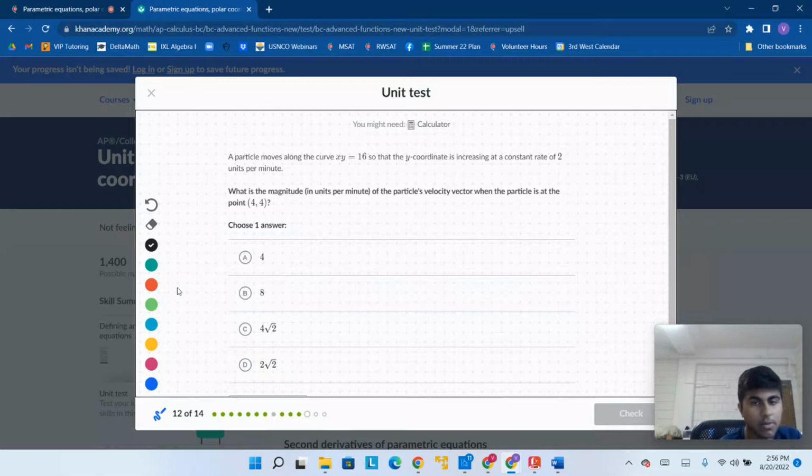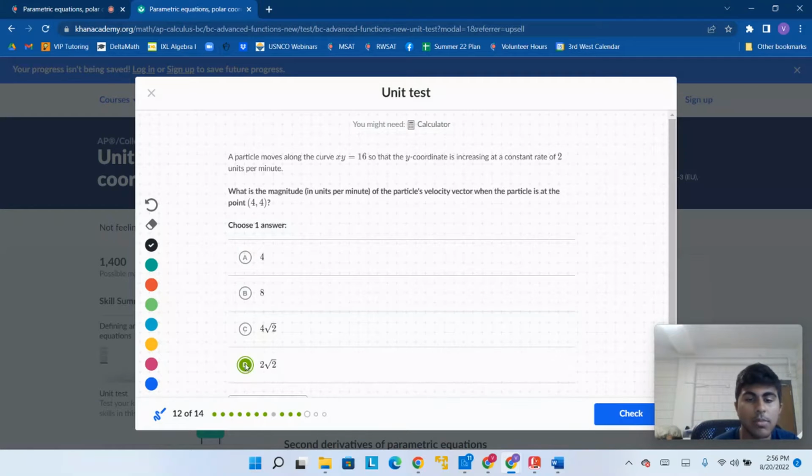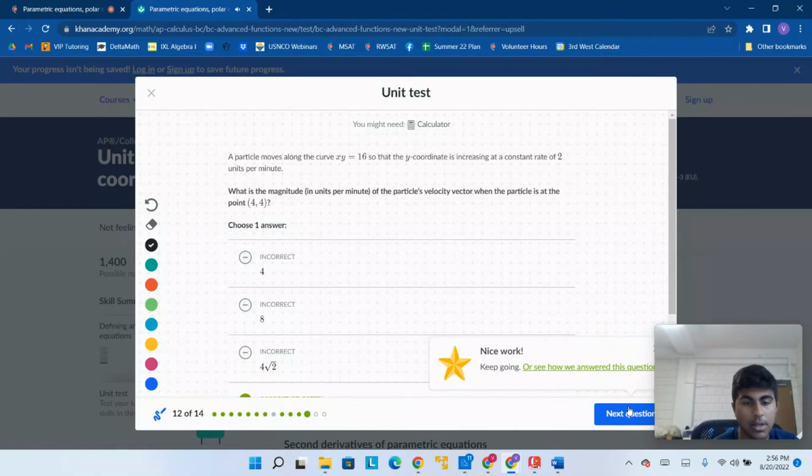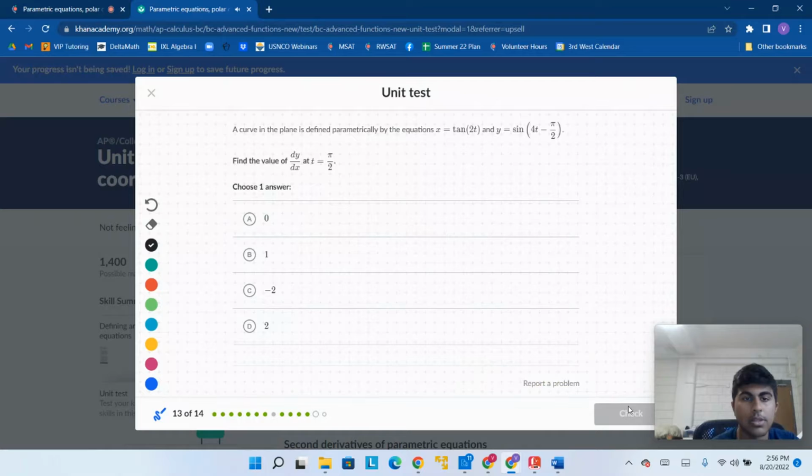Take the derivative of 8 over y, and we end up with negative 8 over y squared times dy, which is going to be 2, so it's going to be negative 16 over y squared. Y squared is just the 16, so that's going to give us a negative 1. Now we put that into the equation, we get that squared plus the 2 squared, and that's going to give us the square root of 5 as our final speed. And we can keep going to the next question.